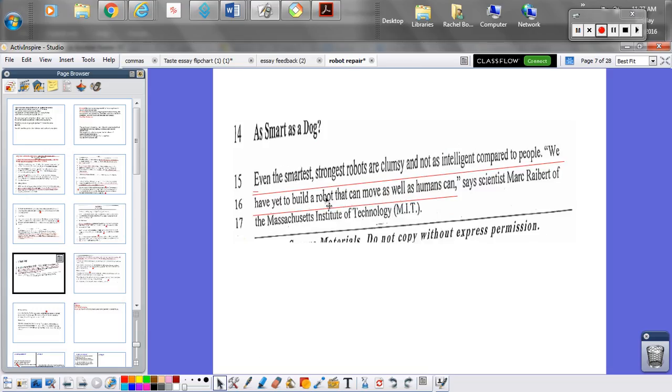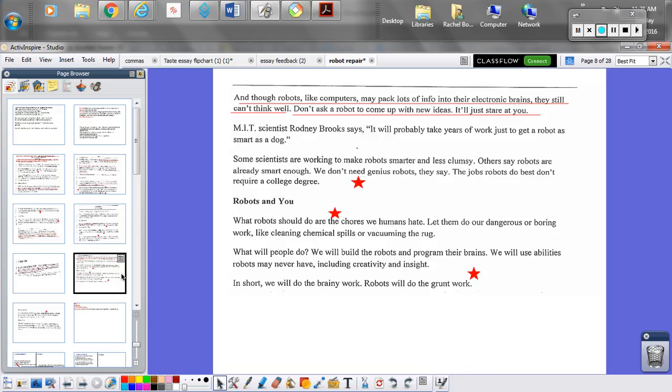Further reading, I underlined that the smartest, strongest robots are clumsy and not as intelligent compared to people. We have yet to build a robot that can move as well as humans can. I want to use this maybe later for text evidence that robots should not be doing human jobs. They're clumsy and they're not as intelligent as people.